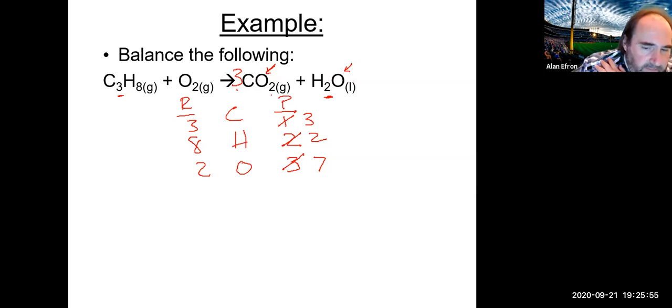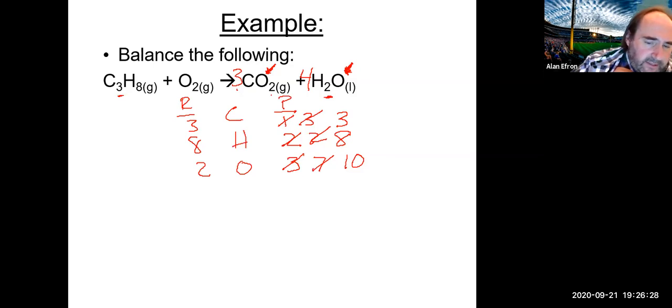So we fixed the carbon. The next easiest thing to take care of would probably be the hydrogen. We have 8 on the left and 2 on the right. So we could put a 4 on the right-hand side. When we do that, we have 3 carbons. Hydrogen is 4 times 2, which is 8. Oxygens, we have 6 still in the first one, and now 4 times 1 is 4, and 6 and 4 is 10 oxygens.